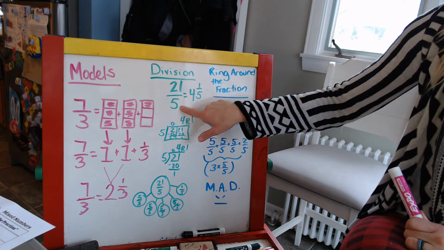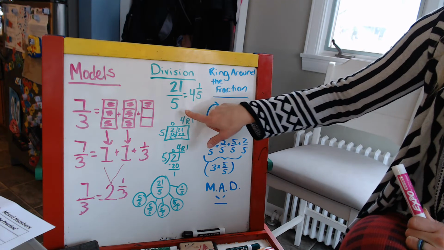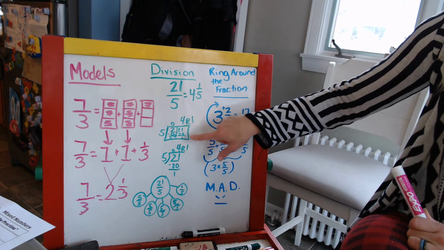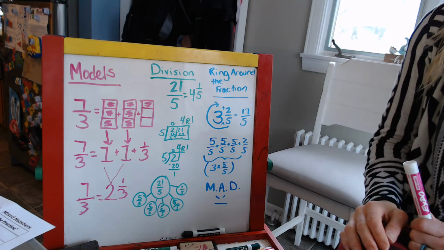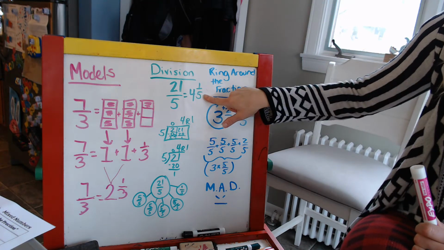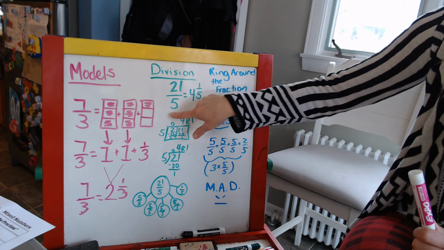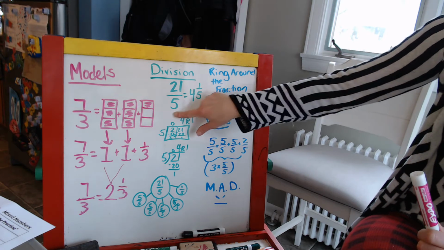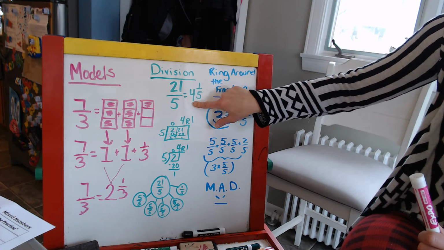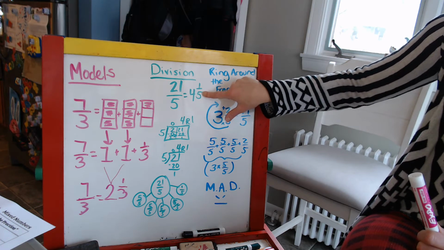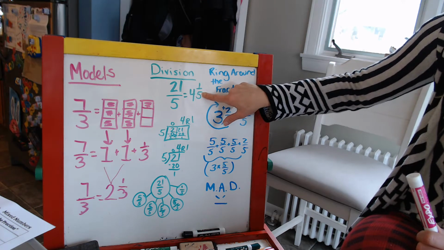How many times does 5 go into 21? Well, it goes in 4 times, but it doesn't go in perfectly. So we have a remainder. And then we just take that remainder and we scoot it over top of the same denominator. Remember, the denominator is the key. It has to stay the same. 5 goes into 21 4 whole times with 1 piece left over, and we put that over the 5.